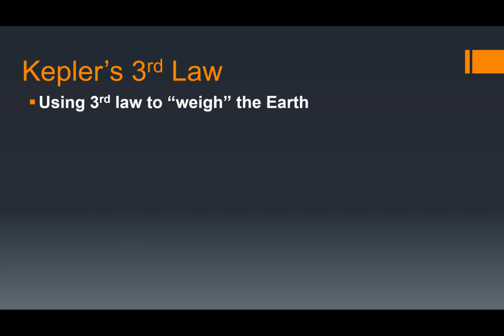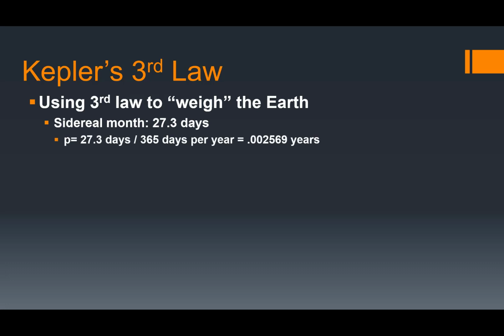Let's try using Kepler's third law, though, to weigh the Earth. We do know the motions of the moon. A sidereal month is 27.3 days. That is the 360 degree orbit of the moon around the Earth. But as those are in days, we need to get those into Earth years. So there's 27.3 days, divided by 365 days per year, which gets us 0.002569 years.